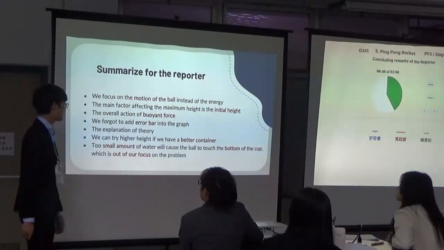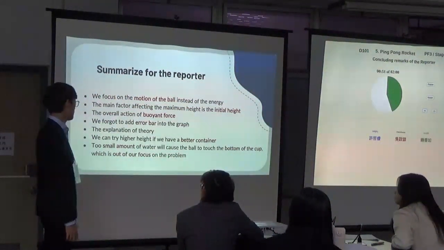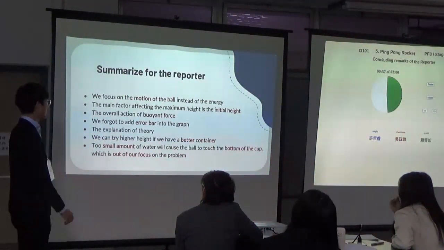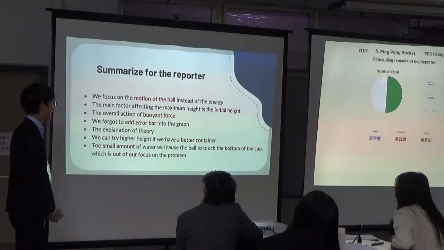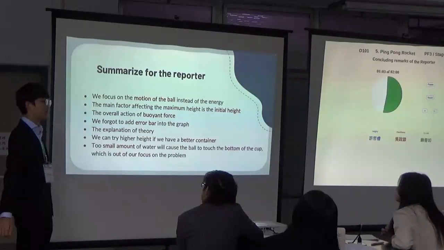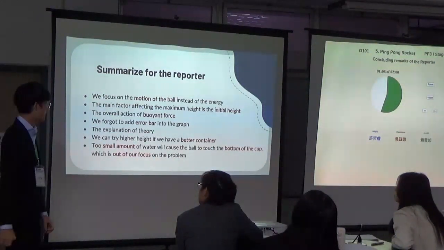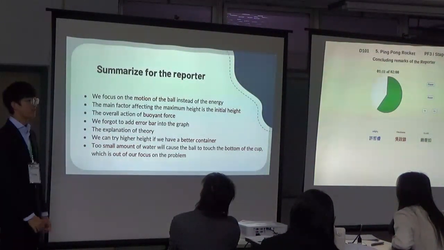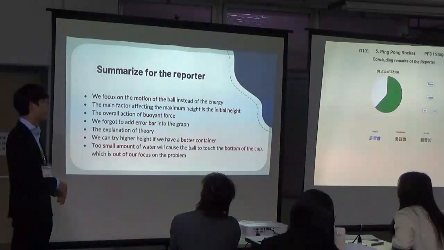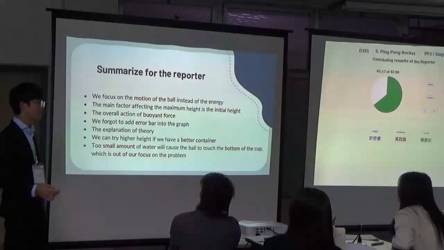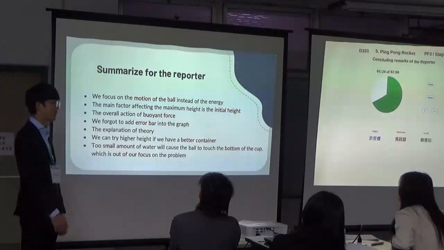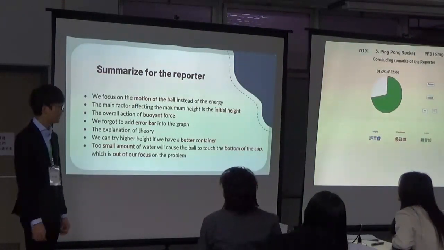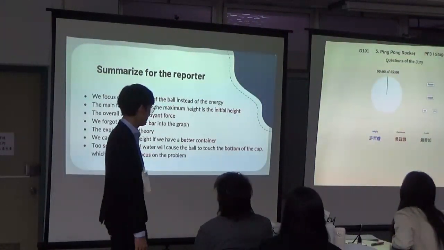And the opponent asked about the explanation of our theory, and we're solving the equations to get the motion of the ball. And the opponent suggests that we can try to get a higher height if we have a better container. But that is a limitation of our experiment. For our experiment, too small an amount of water will cause the ball to touch the bottom of the cup, and there will therefore be other external forces acting on it. And this is out of our focus on this problem. And this is a summary of the discussion. Thank you.